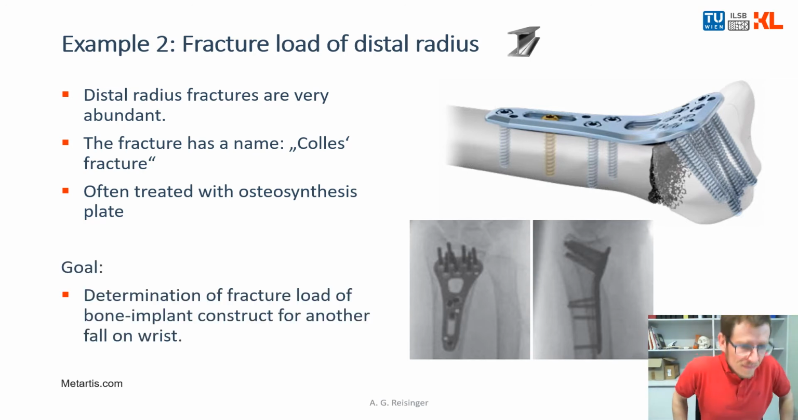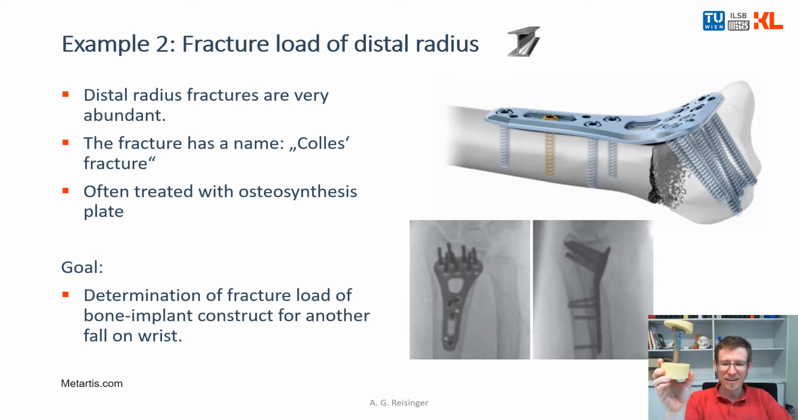And the question is here, the patient goes to the hospital, has a surgery, has a plate like this, but it's still winter time. The patient is leaving the hospital and is falling again on the wrist. What is the fracture load there after having an implantation of this plate? What is the fracture load of this bone implant construct? This is the research question we would like to answer. Is it higher than the original bone? Is it less than the original healthy bone? So we would like to quantify that.